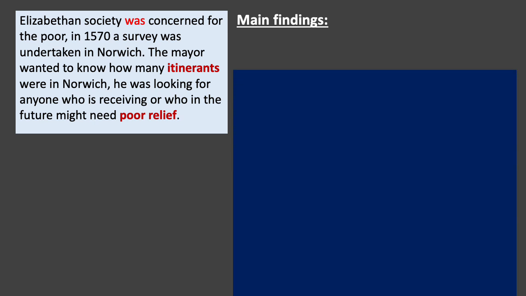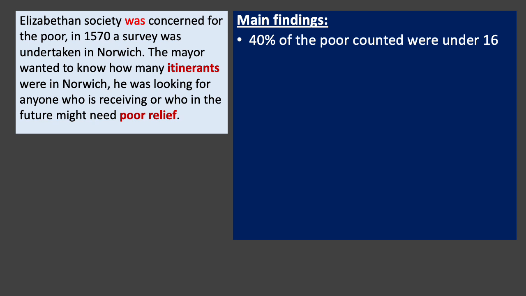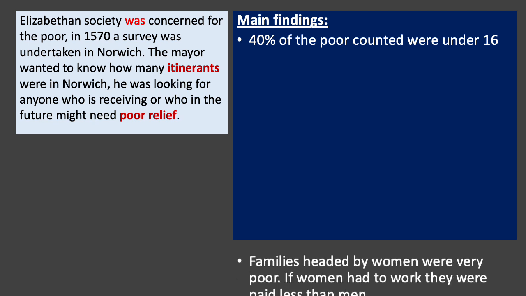The main things they found in this little survey was that 40% of the poor that they counted was under 16. So nearly half of all those people in poverty were under 16. Now that goes without saying, really. They're probably going to struggle to get work. They're going to be farming the lands. Think about that education lesson as well. The poor people, their entire reason for being is to farm the land.